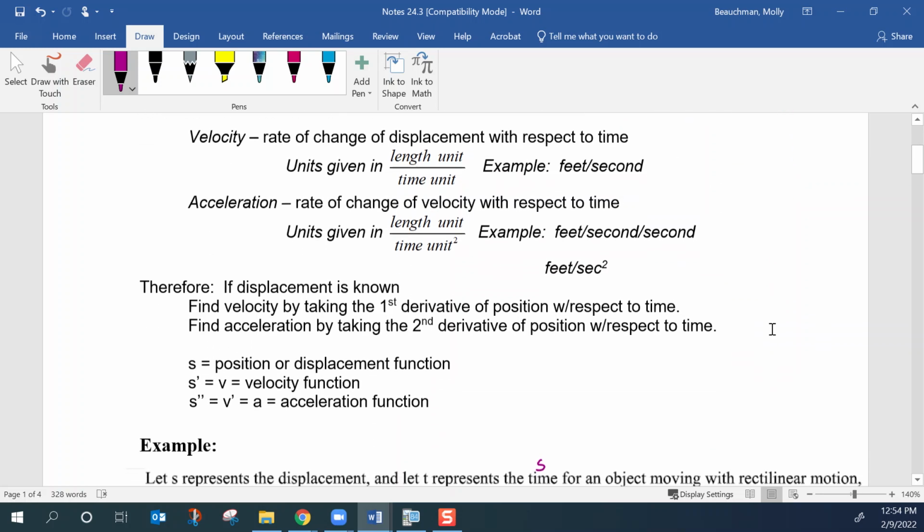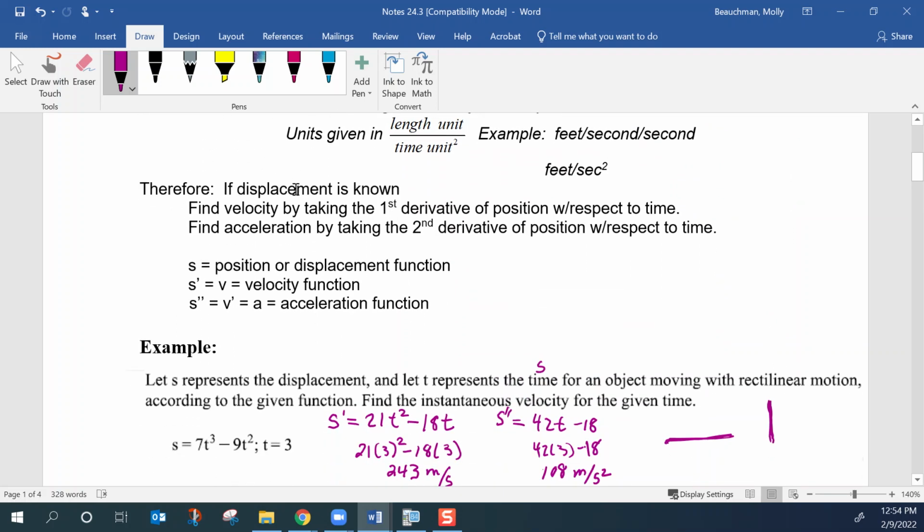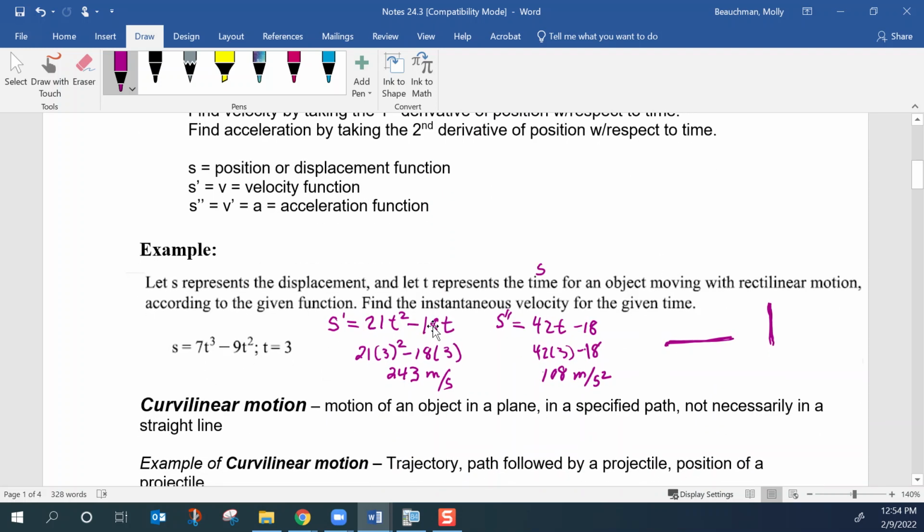So the types of problems that we've done before, if we had the equation for displacement, we would take the first derivative to find velocity, and then we would find acceleration by taking the second derivative. So just a quick example of what you've already done. If our position or displacement function is s equals 7t to the third minus 9t squared, given our displacement, we want to know how fast are we going, or what's our velocity at time equals 3, and what's the acceleration at time equals 3.